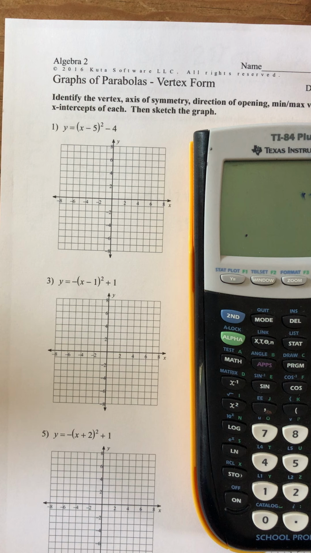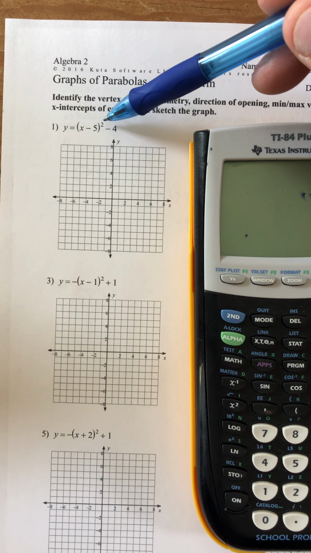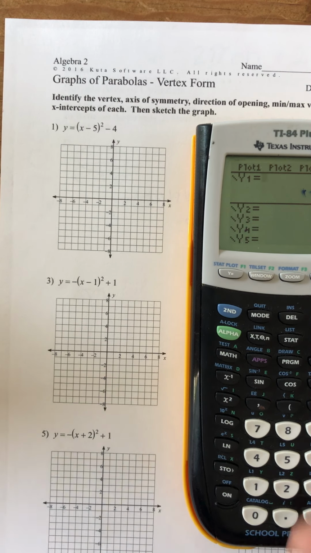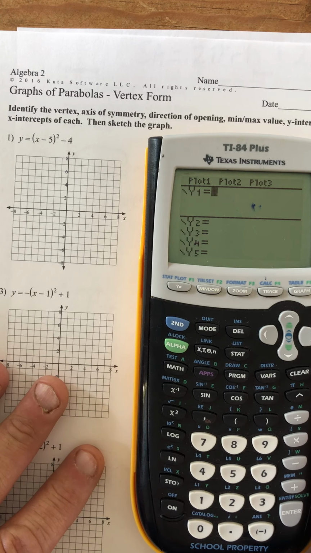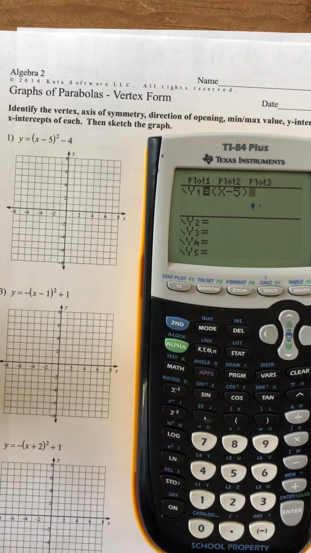So we have y equals parentheses x minus 5 parentheses squared minus 4. Remember, we go to the y equals button. Gotta turn it on first. Y equals button, and we're going to plug it in just like it is. So parentheses x minus 5, close the parentheses. Remember, the square button is right here. Squared minus 4. And then we're going to hit graph.